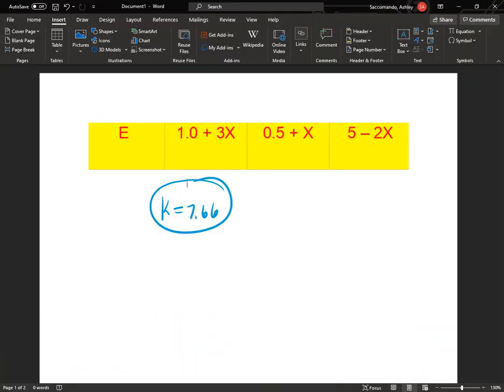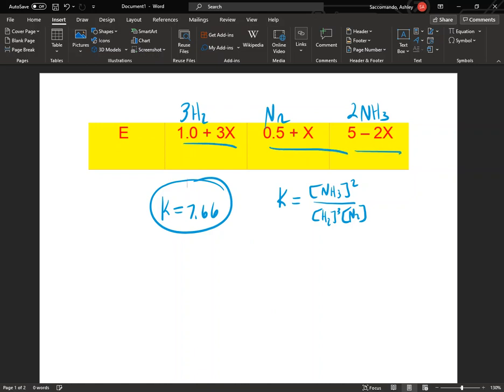So this is 3H2, this is N2, and this is 2NH3. All right, so that means our K expression is going to be the ammonia squared over the hydrogen to the 3 and the nitrogen, like so. So we plug these into our calculator.